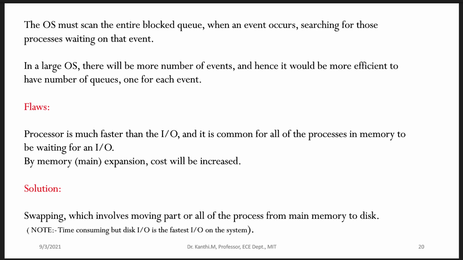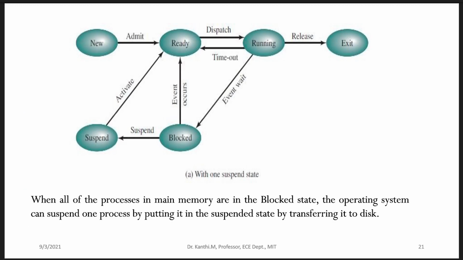And once the event occurs for the process which you have pushed onto the secondary memory, maybe you can bring it back, provided there is a space. So with that idea, we could see another model, with the additional state which you call a suspend state. So this is your 6-state process model.